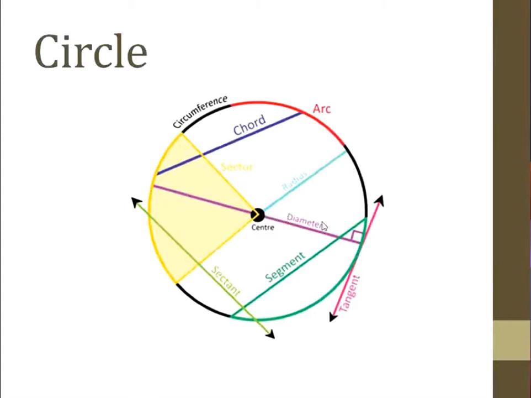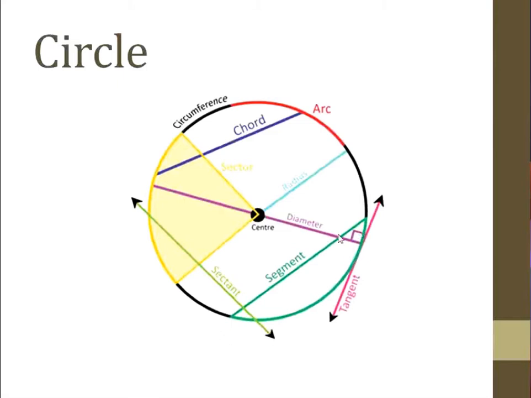From there, we have the diameter, which is a straight line that is drawn passing through the center of the circle. We also have a tangent, and the tangent is meeting the diameter, forming a right angle there. We have the segment there.